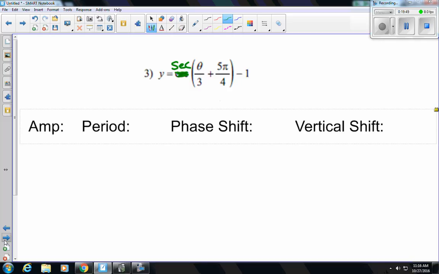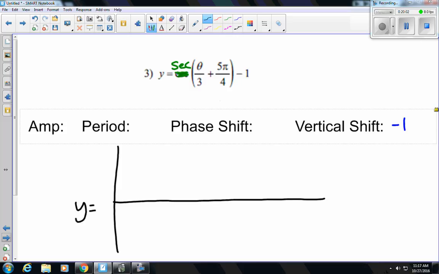Anything easy to start with? Vertical shift down 1. Okay, so y equals -1. Do you see an A value in this problem? It is an understood 1. In algebra, we just use the understood 1. So from -1 up 1, that's y equals 0. And from -1 down 1, that's y equals -2.